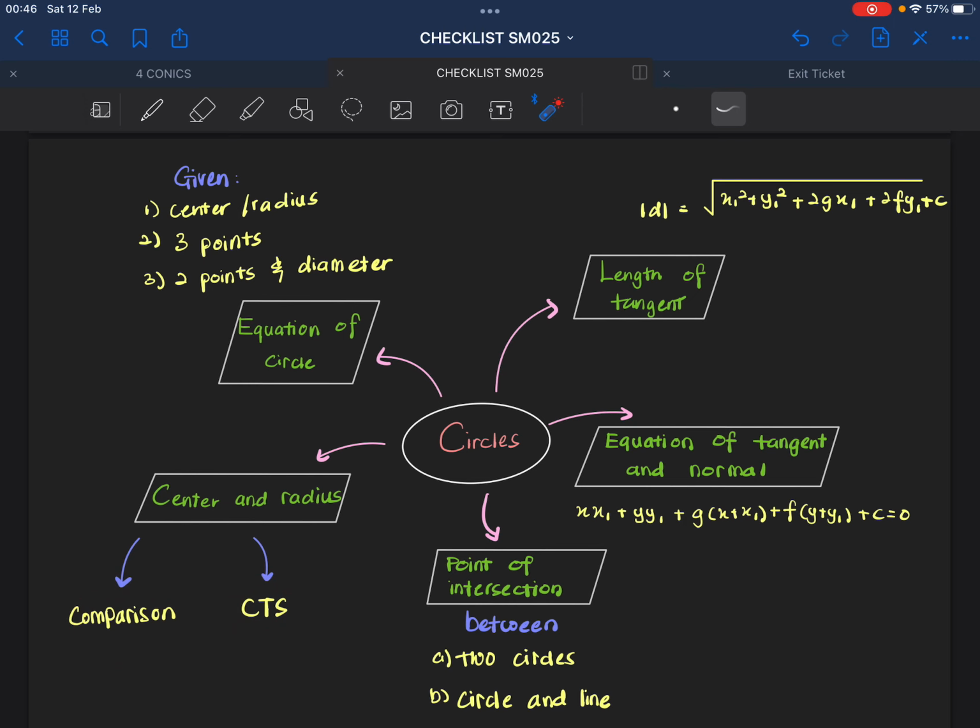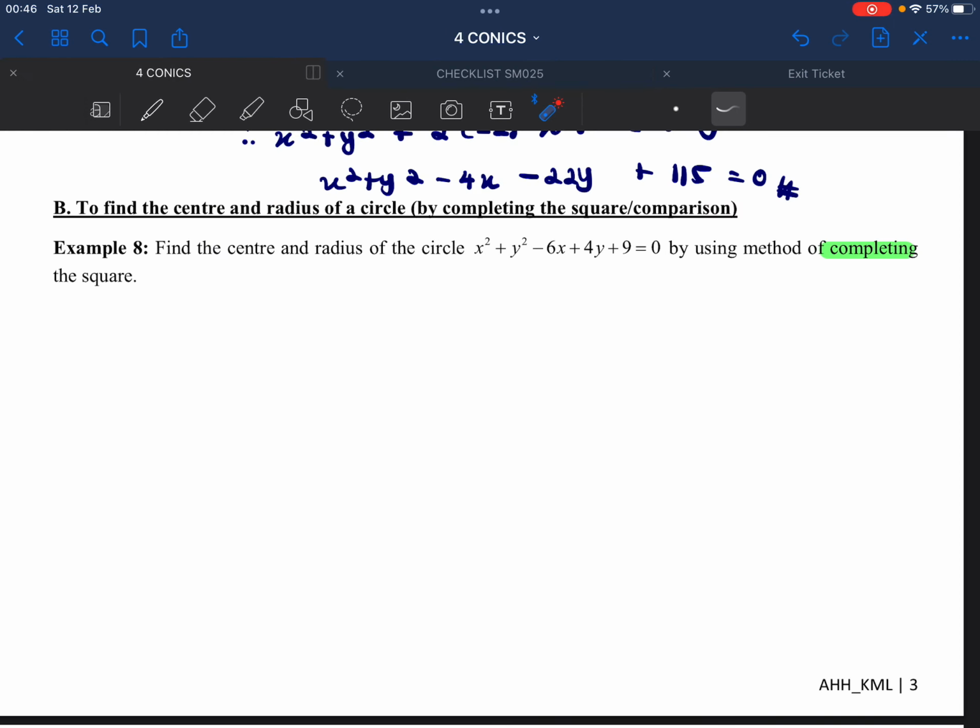So let's see the first example here. The question asks to find the center and radius of the circle by using the method of completing the square. This question specifically asks for completing the square, which means you have to use that method. If the question doesn't say anything, it's up to you. Here we have the circle x squared plus y squared minus 6x plus 4y plus 9 equals 0.